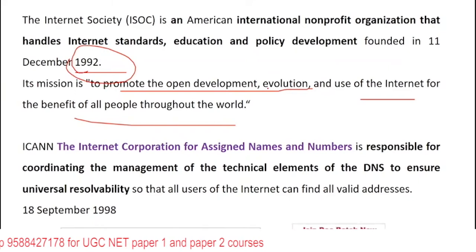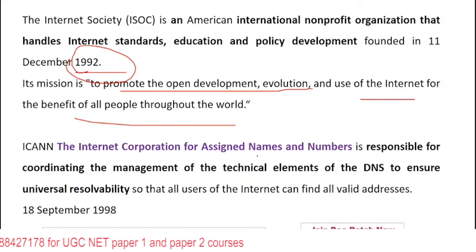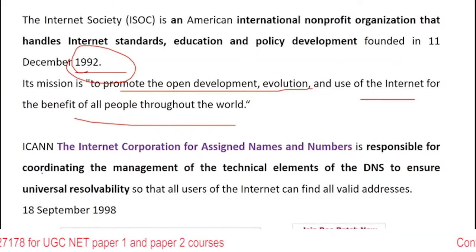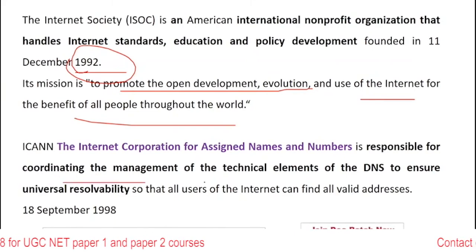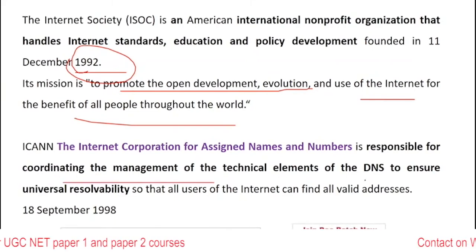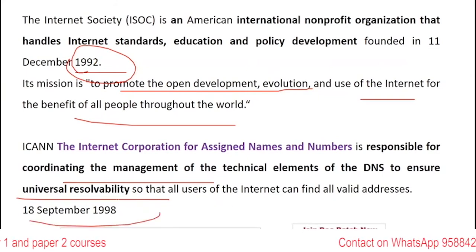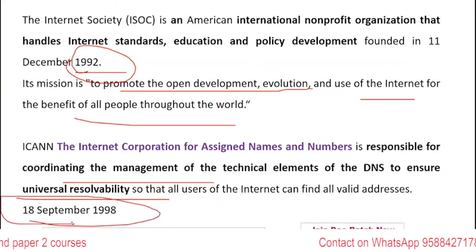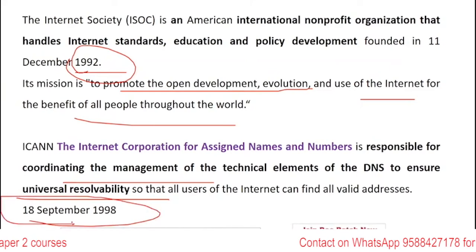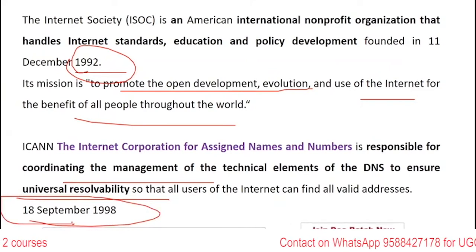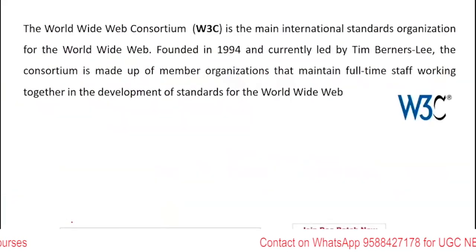Now, when we talk about ICANN, that is the Internet Corporation for Assigned Names and Numbers, it is the one which is responsible for coordinating the management of the technical elements of the DNS to ensure universal resolvability, so that all users of the internet can find valid addresses. It was established on 18th September 1998.